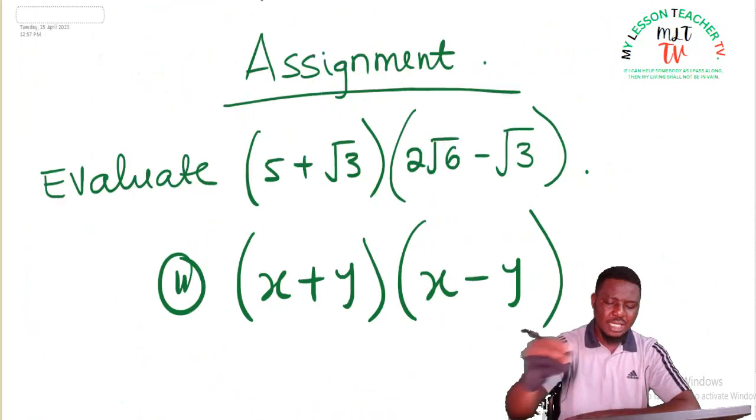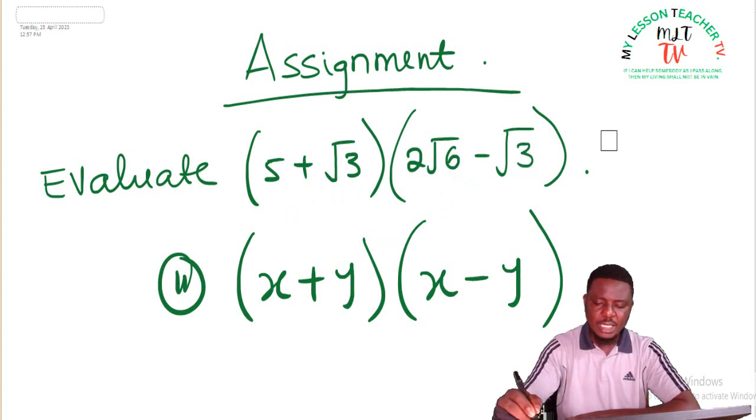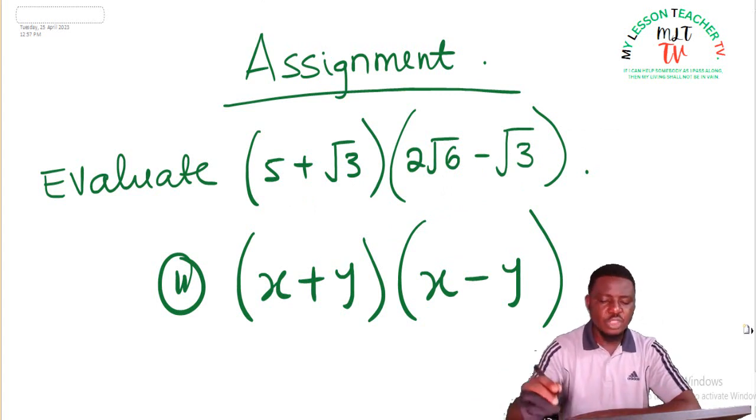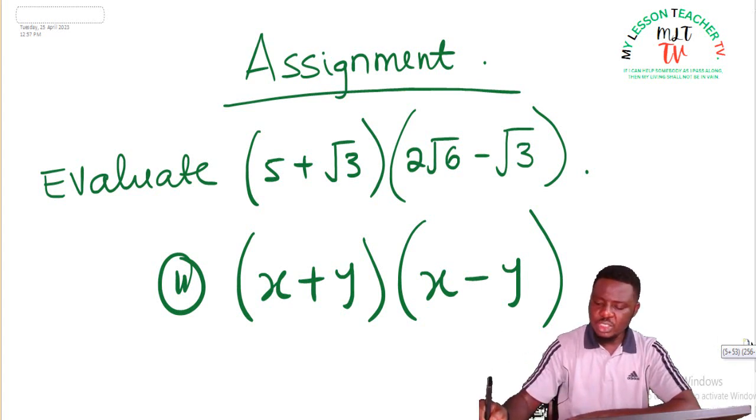And at the last class, I left the class with an assignment where we were asked to evaluate (5 + √3)(2√6 − √3), as well as (x + y) multiplied by (x − y). So I shall be giving you the solutions to this assignment, which I will encourage you to compare with yours and do the correction where necessary.